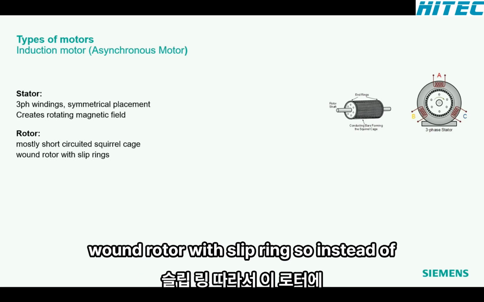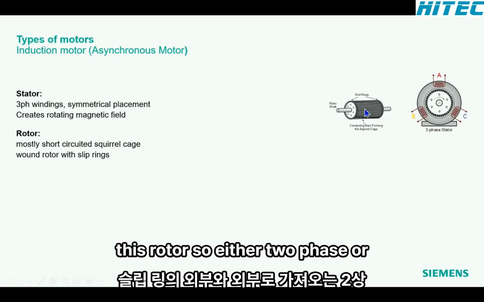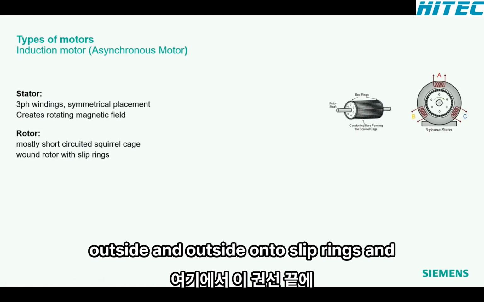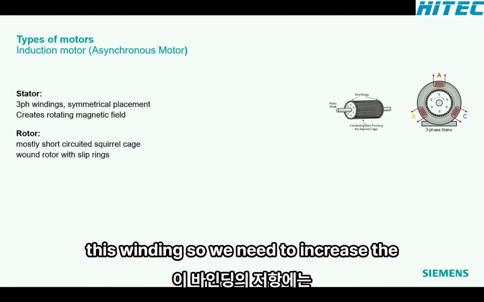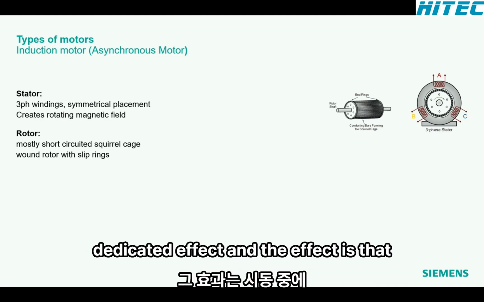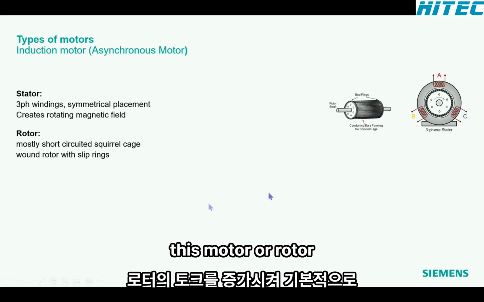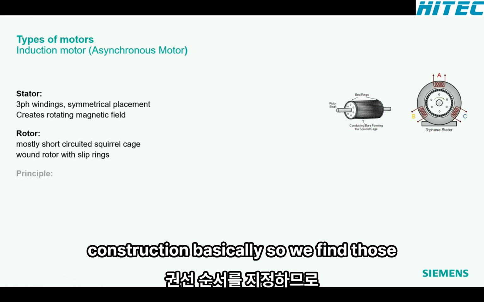And this is the wound rotor with slip rings. So instead of having bars, we have really windings on this rotor, either two-phase or three-phase windings, which are brought outside onto slip rings. And here we can put a resistor at the end of this winding, so to increase the resistance of this winding. This has one dedicated effect: during startup, I increase the torque of this motor or rotor. So the wound rotor is a second way of construction, basically. So we find those two here mainly.